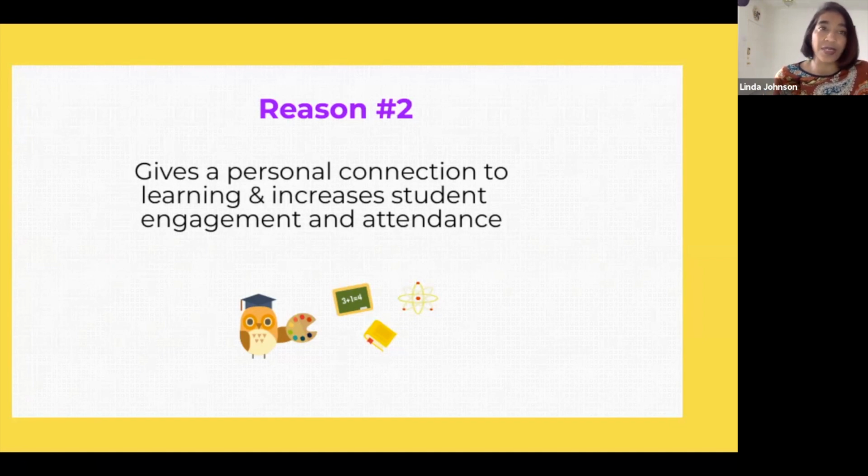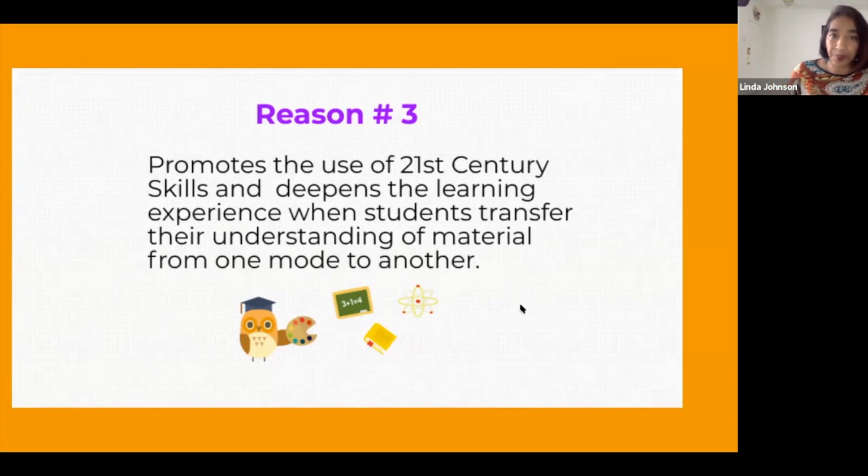You've got to find something that the students are interested in, something that will engage them. And I have an acronym for it. It's called RISE, because you're going to rise to the occasion. Relevancy increases student engagement. So that personal connection and relevancy is so important, and arts integration will do that.